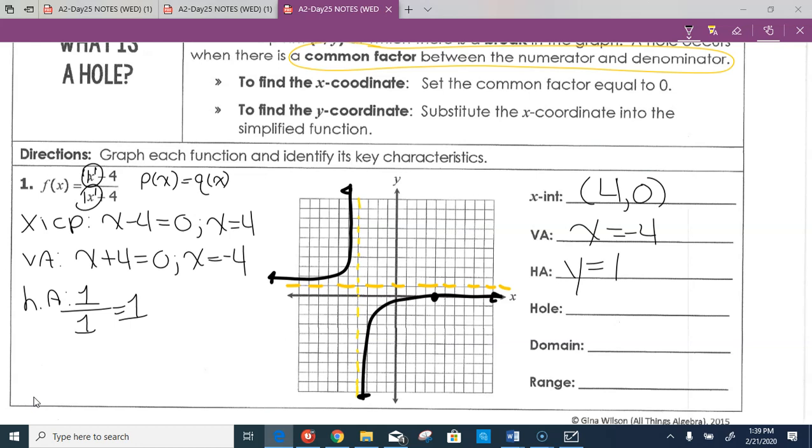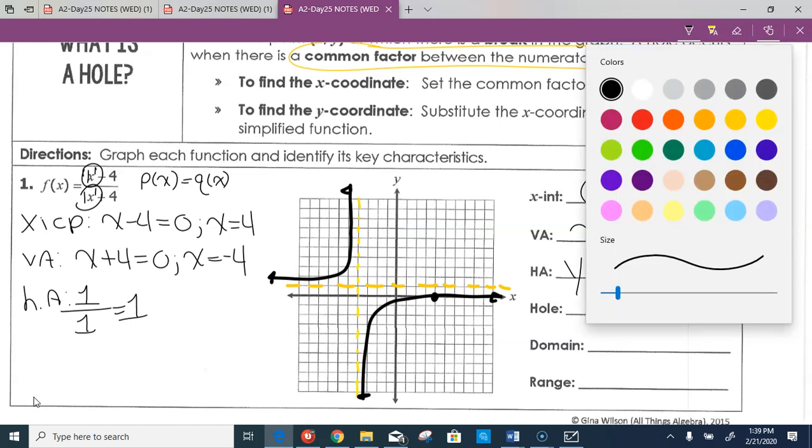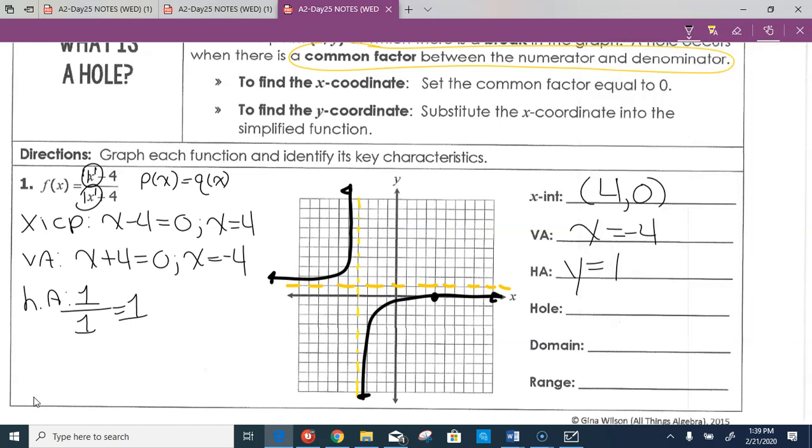Now, do we have any holes? A hole is indicated when you have a common factor in the numerator and denominator. x minus 4 and x plus 4 are already simplified and they have no common factors. So then there is not a hole here, or there's none. Your domain, now this graph does go forever in both directions. The only time it's not equal to anything is when we set it equal to negative 4 in the x value.